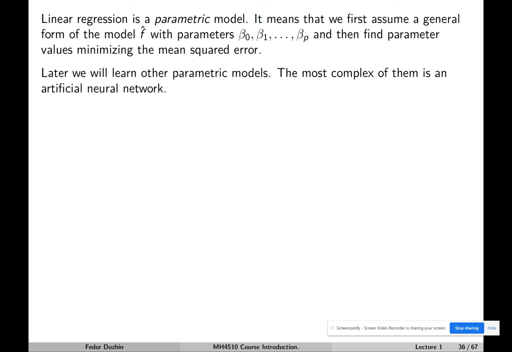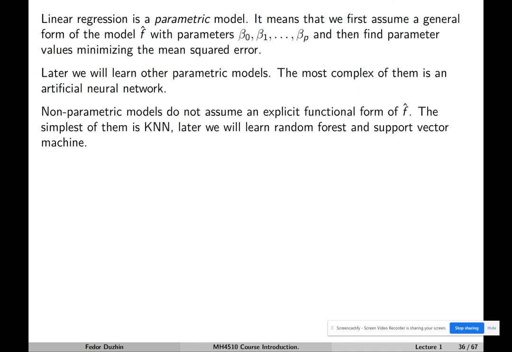Later we're going to learn about other parametric models, and the quintessence of parametric modeling is the artificial neural network. This is what modern deep learning is based on. It is extremely complex, but it's still a parametric model. The underlying idea is still the same: there are going to be a lot of parameters, maybe hundreds of millions of parameters, and by a clever algorithm, we find values of parameters that minimize the error.